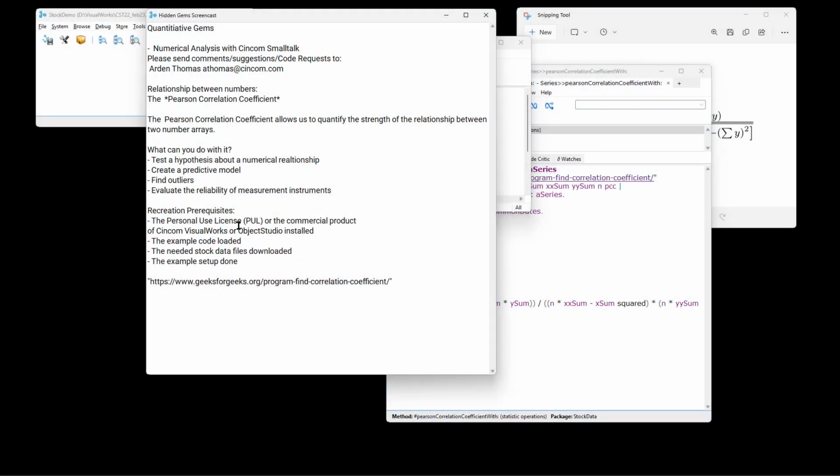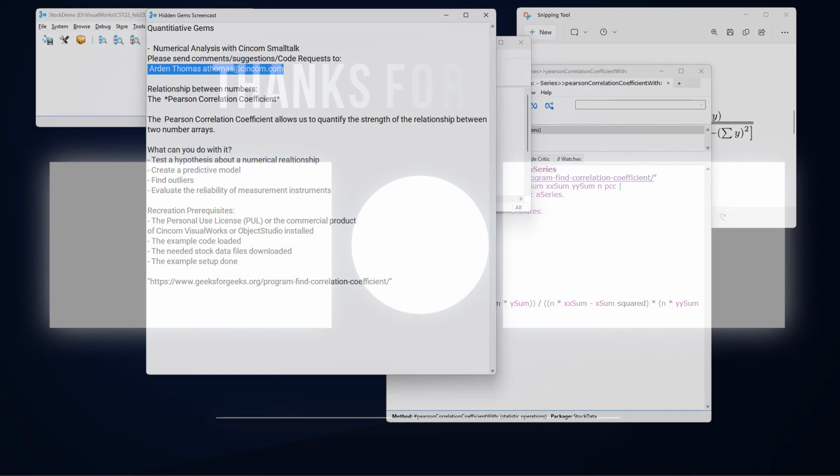One last thing, if you want to replicate this, here are the prerequisites that you need. And if you have any questions, give me a shout. Thank you.